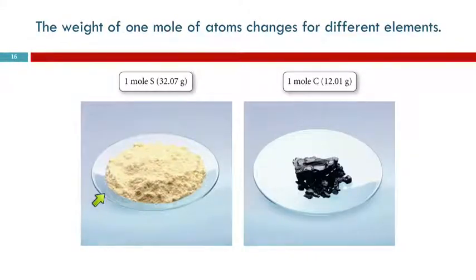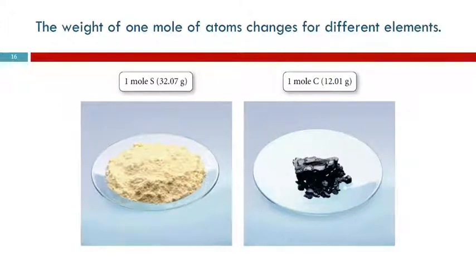Here we have a watch glass with a mole of sulfur atoms. And here's a watch glass containing 1 mole of carbon atoms. Now we can't look at that and see, did they get it exactly right? Because atoms are too small to count. A mole of sulfur, that's 6.022 times 10 to the 23rd sulfur atoms. And a mole of carbon, 6.022 times 10 to the 23rd carbon atoms. A mole of sulfur weighs 32.07 grams. A mole of carbon weighs 12.01 grams.